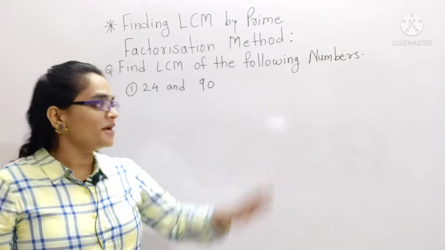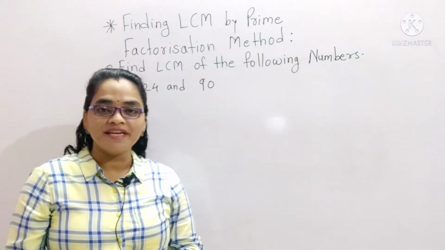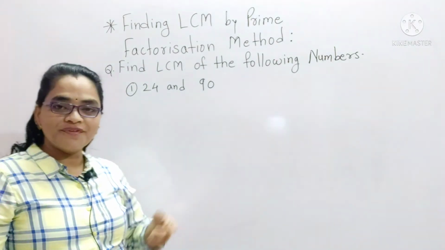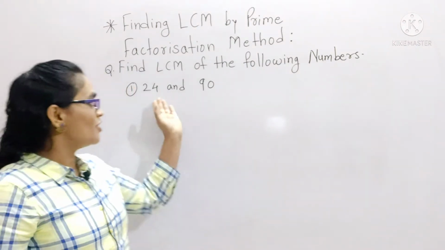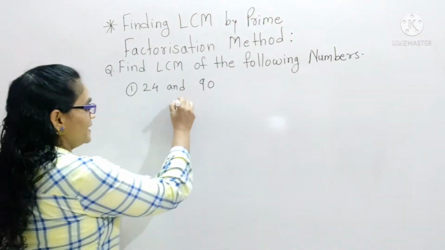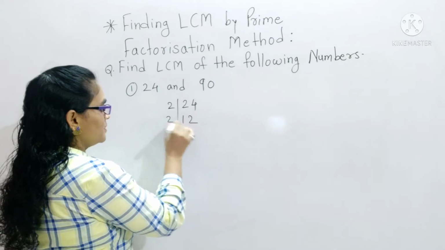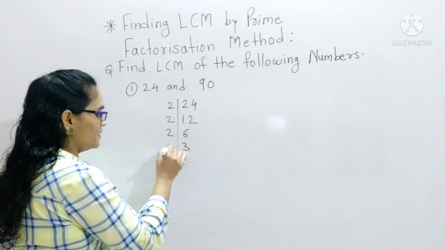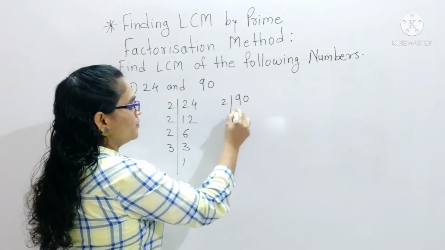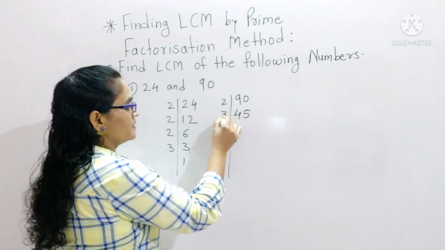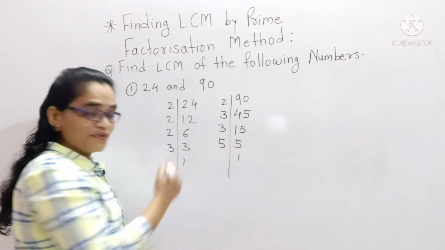First, we will discuss the prime factorization method. How to find LCM by prime factorization method? See the question: find LCM of the following numbers. Example is 24 and 90. First step is to find prime factors of 24 and 90. Let's find 24's factors: 2 12s are 24, 2 6s are 12, 2 3s are 6, 3 1s are 3. Like this for 90: 2 45, 3 15, 3 5 and 5 ones are 5.